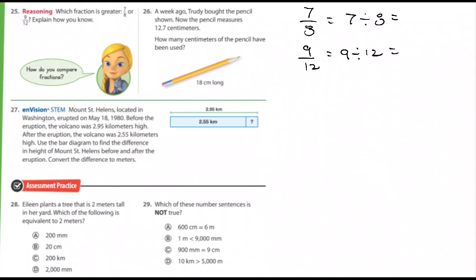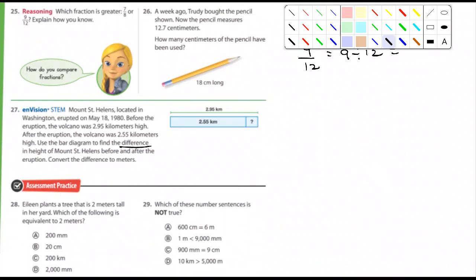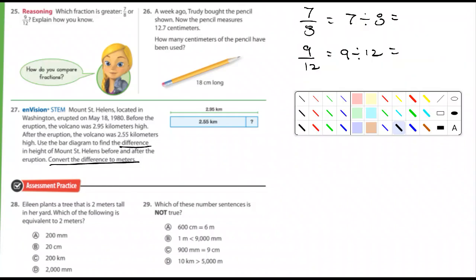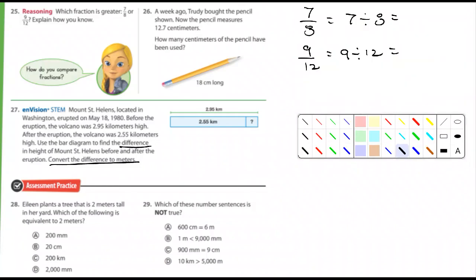27. Find the difference. So it looks like you're going to be subtracting. Okay. They're giving you it in kilometers. So there's a difference between the two, and then it says to convert it to meters. All right, so there's two answers for that. 28 and 29, multiple choice, you guys can do those. Any questions on this, you guys? Ms. Noble, no? No? All right, I'm going to stop here. Good night.